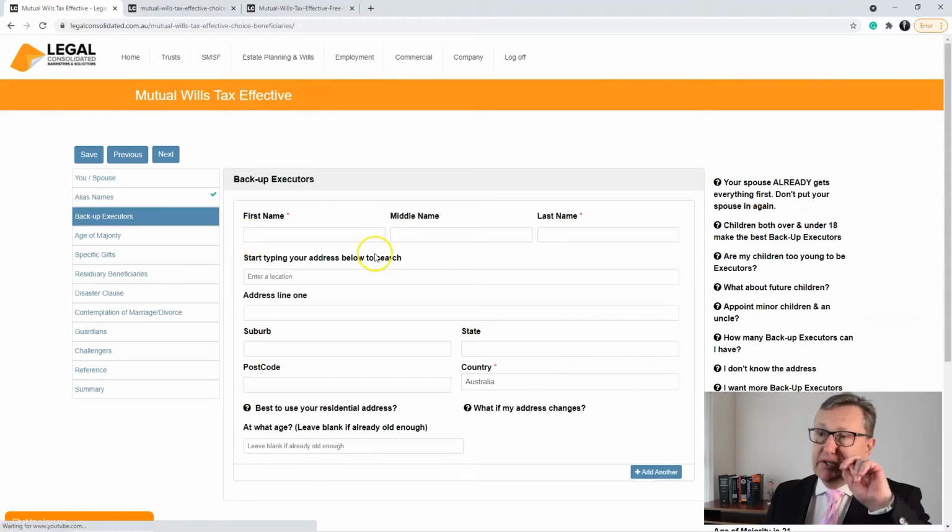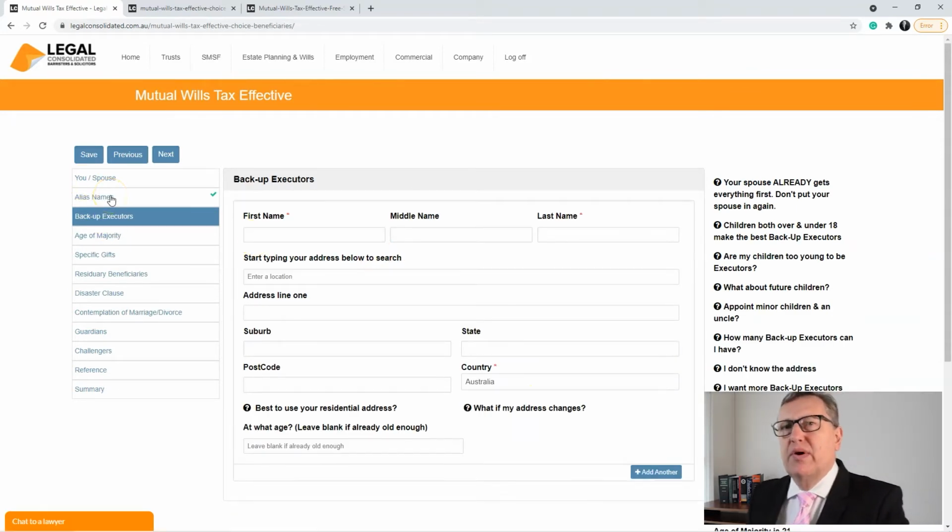Now, the backup executors. And here we begin the questions. The best executors to have are the people that you're leaving everything to. Let's assume you've got 3 children. For this example, I'm going to assume you have 3 children, one of which is vulnerable. Why is that child vulnerable? Perhaps they can't look after money, or they're spendthrifts, or they're alcoholics, or drug affected, or they have been mentally challenged with different problems throughout their life and they don't have the ability to look after themselves, much less money.